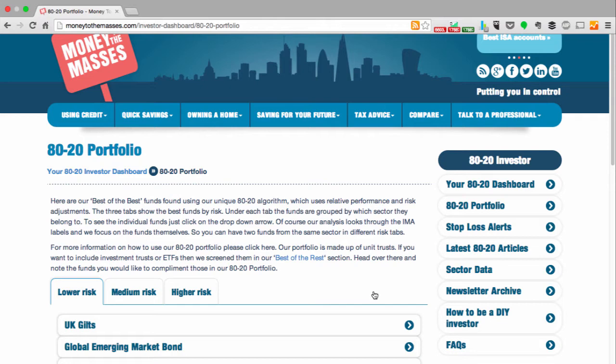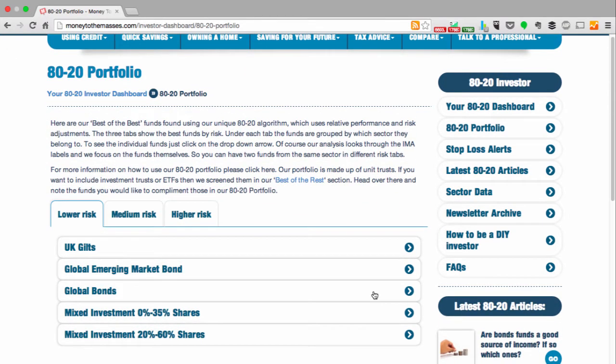Now, what we do is we then bring some of the very best ideas into our 80/20 portfolio, and we put all of those best ideas on the table essentially, and then we look at how they actually generate those returns. How has the fund performed over time, and how have those returns been achieved? We can give them a risk profile, and that risk profiling is unique to 80/20 Investor.